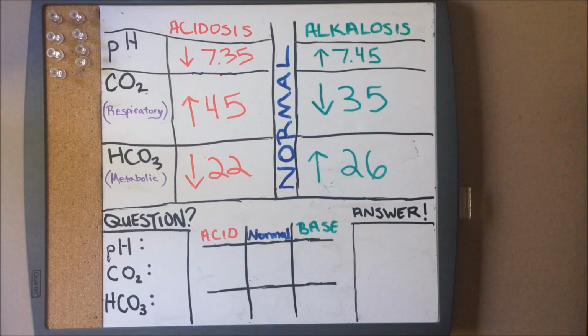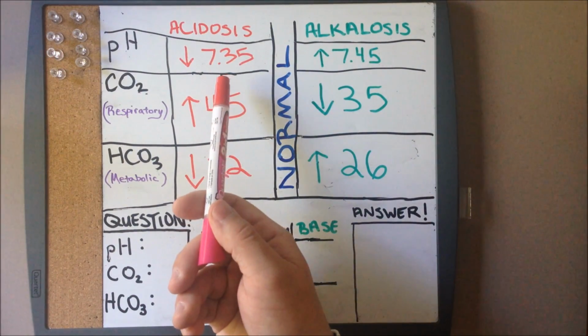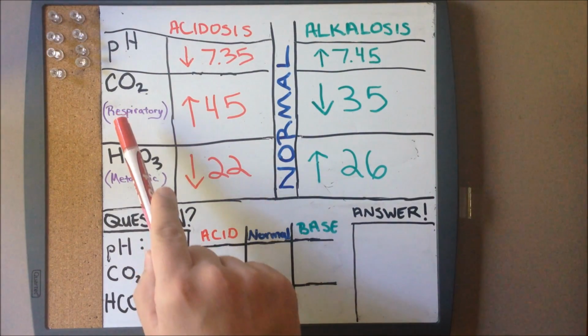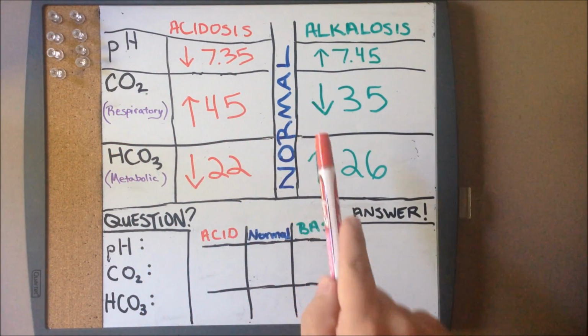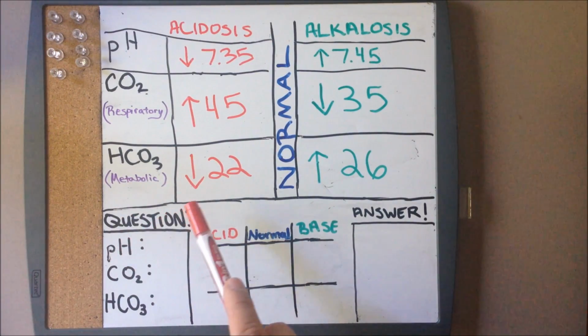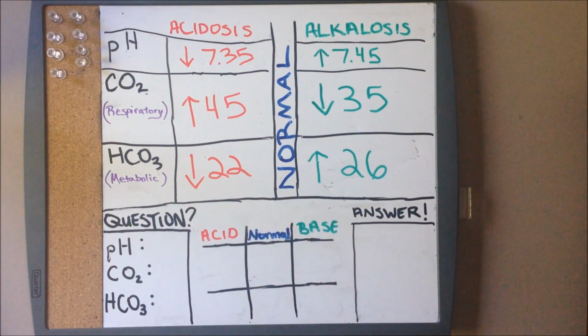ABGs would indicate. To give you a little bit of information here, our normal values for pH are 7.35 to 7.45. Our normal values for CO2 are 35 to 45. I know it's backwards, but don't let that confuse you. You'll understand once we get started. And our HCO3, which is bicarbonate, the normal range is 22 to 26.